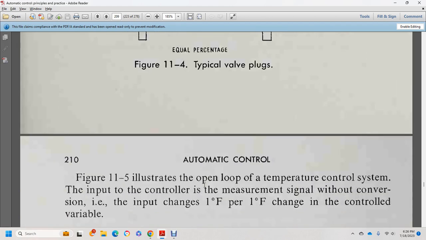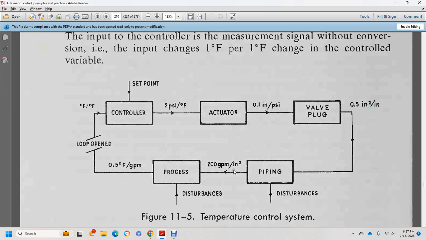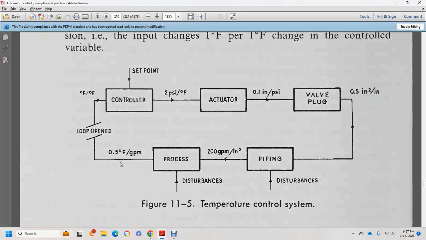Figure 11.5 illustrates the open loop of the temperature control system and the input with the control of the measuring signal without conversion. The input is 1 degree Fahrenheit per 1 degree Fahrenheit, the control variable. So if you loop open, the control set point goes to the PSI of the actuator, 0 to 10 PSI, of the valve plug, 5 square inches to 1 inch of the piping, with the disturbance going into the piping. And then the valve plug goes to 200 gallons a minute per square inch, and the temperature response is then 0.5 degree Fahrenheit per gallon per minute, and loop open.